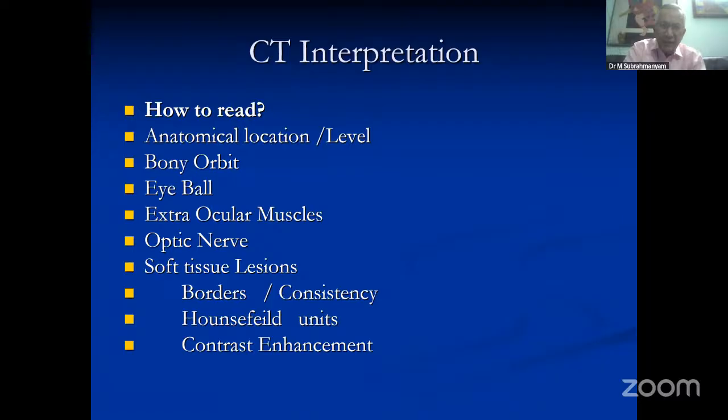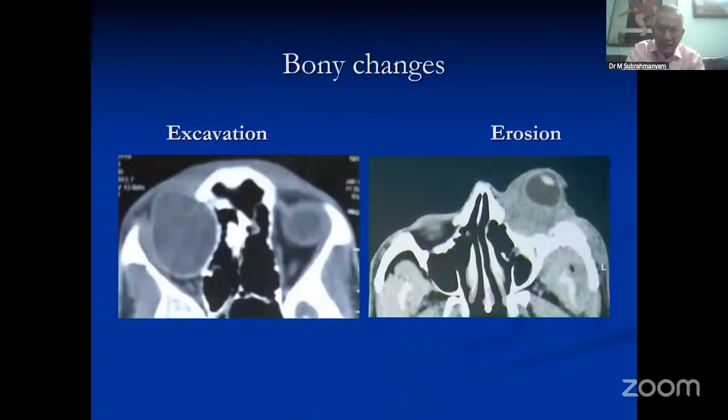CT interpretation, how to read. There is a systematic way: anatomical location or level, bony orbit, eyeball, extraocular muscles, optic nerve. In the soft tissue lesions, look at the borders, the consistency, Hounsfield units, and contrast enhancement.